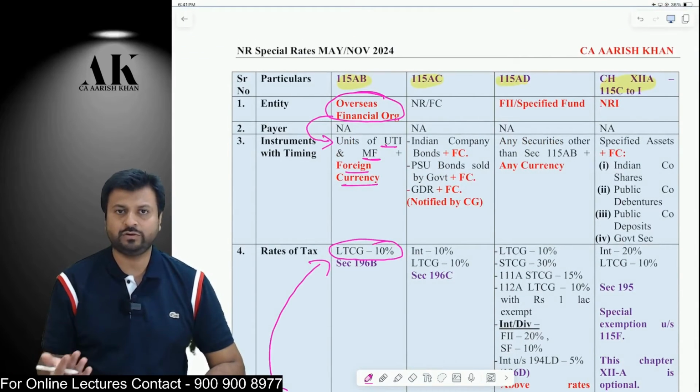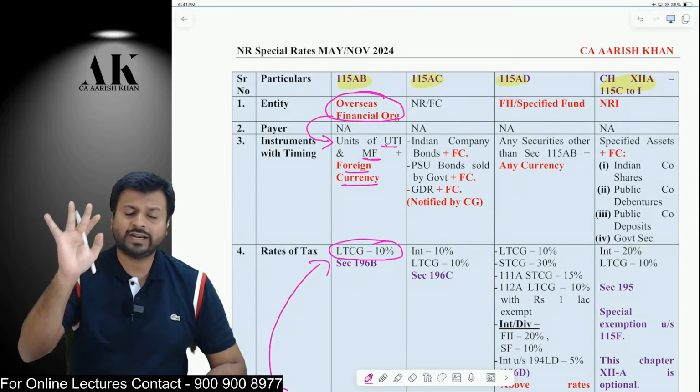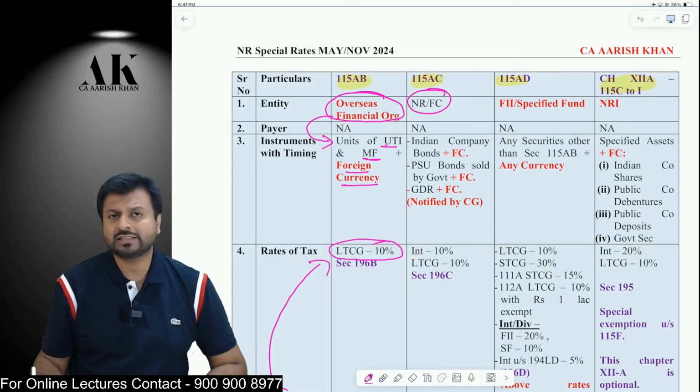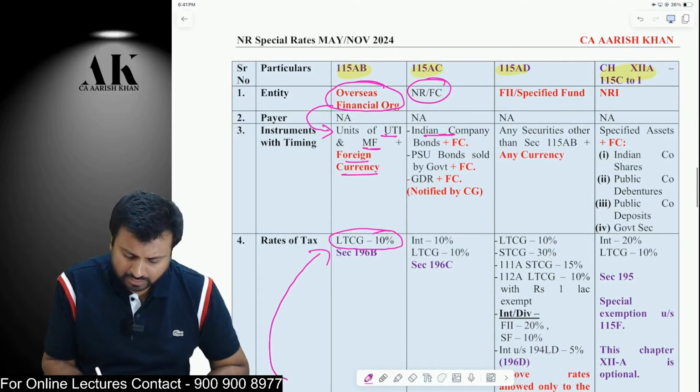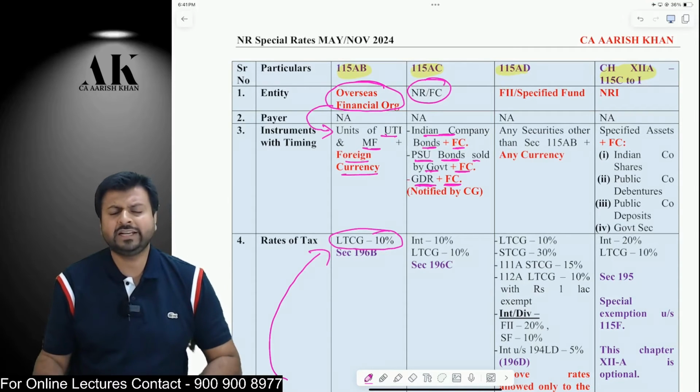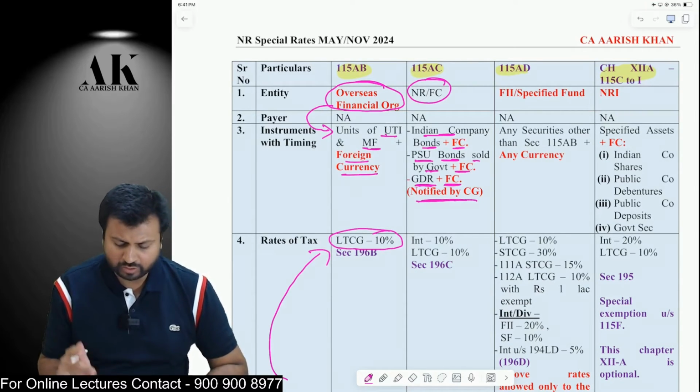Now coming to the next section, which is an important one, and this is the section where many students get confused with the third category of interest. I'll tell you which category of interest I'm talking about. 115AC: there is a non-resident or foreign company. What is that non-resident and foreign company doing? It is buying bonds of Indian company in foreign currency. It is buying bonds of public sector companies sold by government in foreign currency. It is buying GDR in foreign currency, and all of them should be notified by central government.